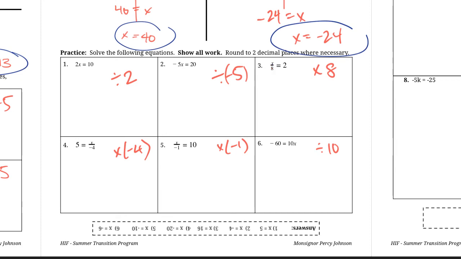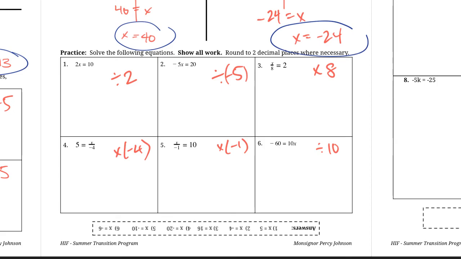This one, x is being divided by 8. What's the opposite of dividing by 8? Multiplying by 8. This one is a little bit tricky. x is being divided by negative 4. What's the opposite of dividing by negative 4? Multiplying by negative 4. This one, x is being divided by negative 1. What's the opposite of dividing by negative 1? Multiplying by negative 1. That's why the answer here is just negative 10, because 10 times negative 1 is negative 10. And lastly, this one we needed to divide by 10 to get the answer.